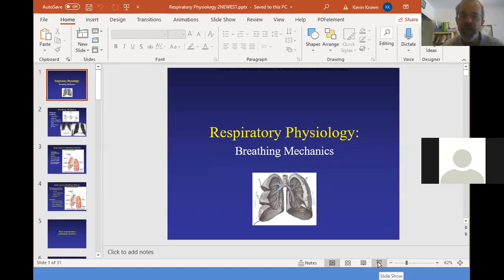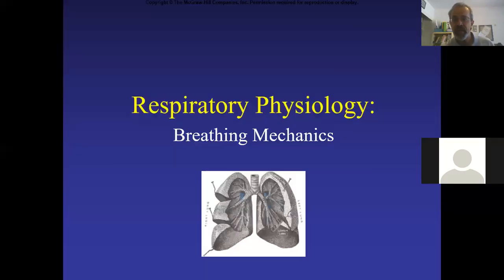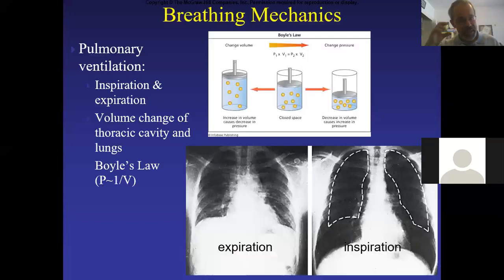All right, so today we're going to focus more on the mechanisms of breathing. Some of this will be a review from last time, but remember, breathing or pulmonary ventilation involves a cycle of breathing in, inspiration, and breathing out, expiration. This ability to breathe in and out is dictated by a pressure-volume relationship, okay? The ability to breathe in is due to an increase in volume in the lungs, which causes a decrease in pressure.